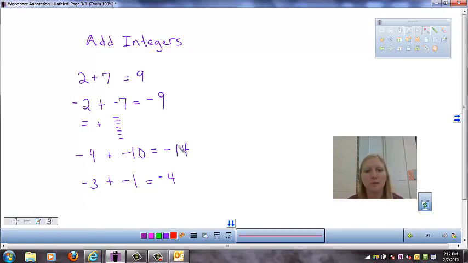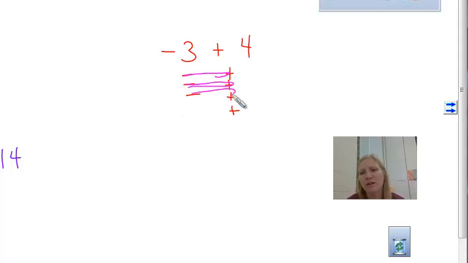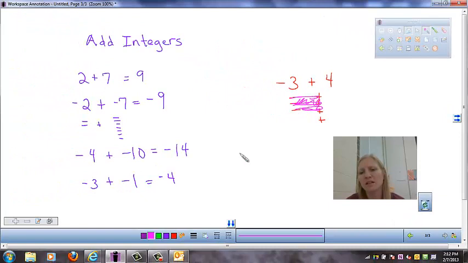Now over here I'm going to try some where you have a positive and a negative. So negative 3 plus positive 4. This one's harder because you basically have 3 negative signs and 4 positive signs. Now here's the cool thing: the negatives and positives are opposite, so you can cross them off. You can cross that one off, and that one, and that one. These are all gone because they cancel each other. And what do you have left? You have 1 positive, so your answer is 1.